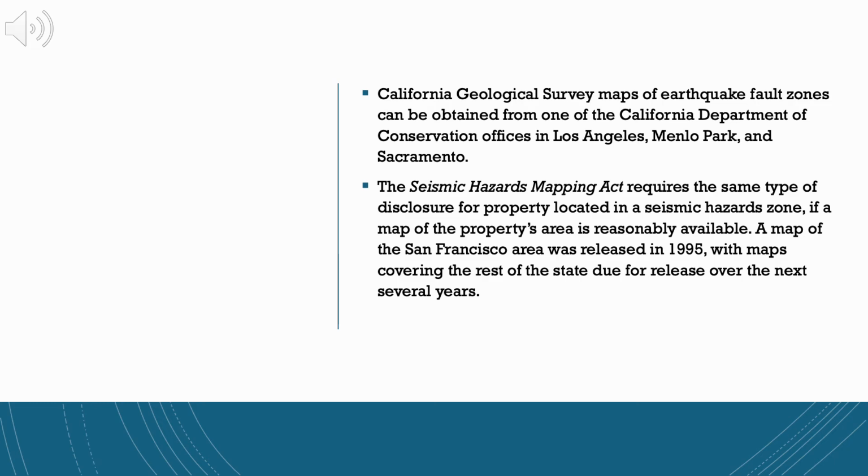The Seismic Hazards Mapping Act requires the same type of disclosure for property located in a seismic hazard zone if a map of the property's area is reasonably available. A map of the San Francisco area was released in 1995, with maps covering the rest of the state due for release over the next several years.